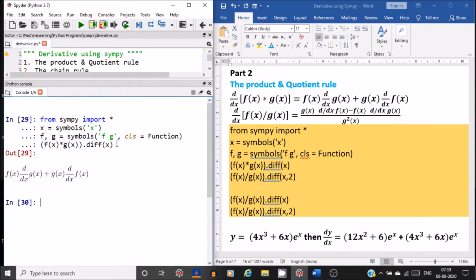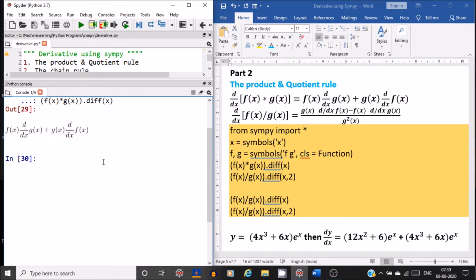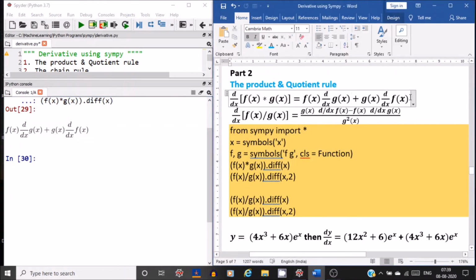So the result is what? f(x) times d/dx g(x). Now we have seen this one, so this is the same as this one: f(x) times d/dx g(x) plus g(x) times d/dx f(x).